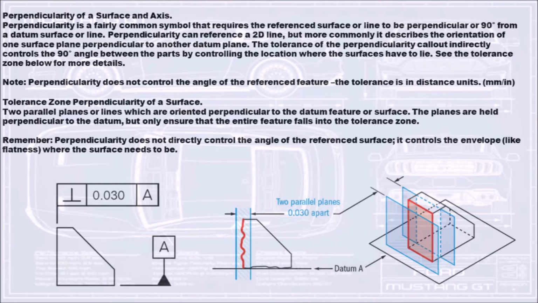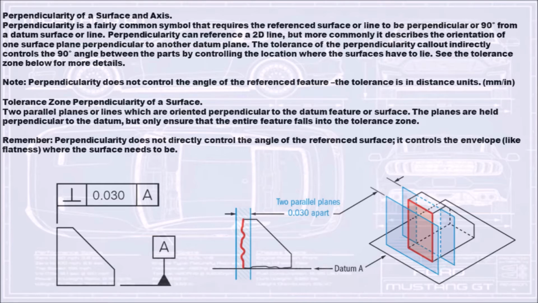See the tolerance zone below for more details. Note, perpendicularity does not control the angle of the referenced feature. The tolerance is in distance units, millimeters and inches. The tolerance zone for perpendicularity of a surface.